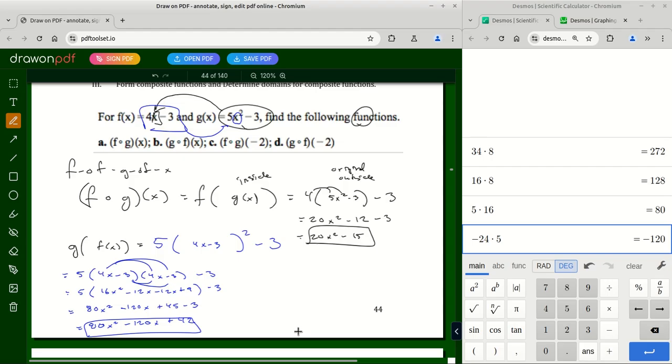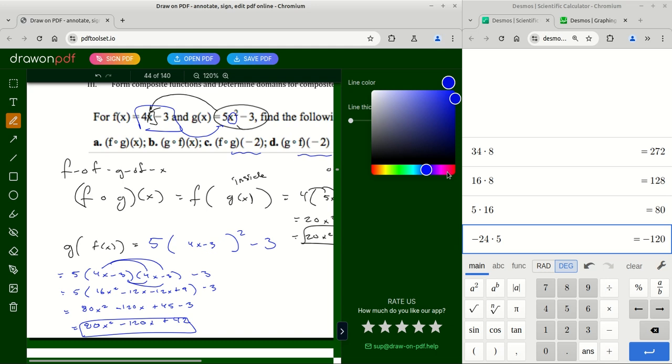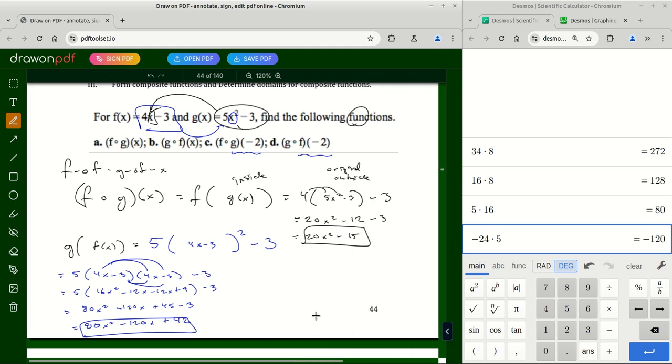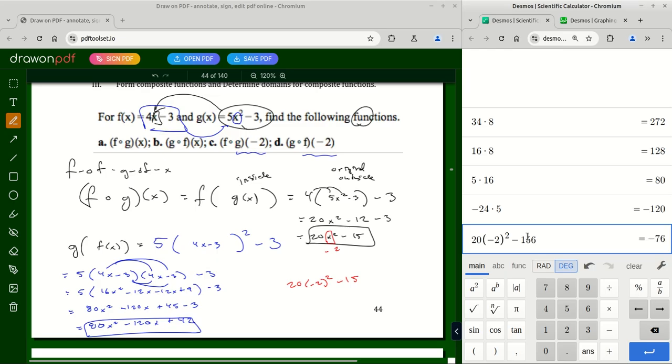There it is. All right, and we're not totally done. That's good enough. But we're not totally done. What they're wanting to do is plug into each one of them. And this one I am going to use the red for it. So red. Okay. So my final answer right here, I'm going to plug in -2. So I got 20 times -2 squared minus 15. Calculator for sure. There you go. So there's your answer to part C. So this was A, this was B, this is C, and then finally right here I'm plugging in -2 in there.